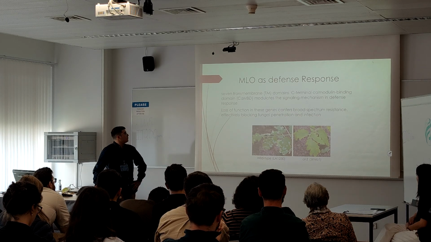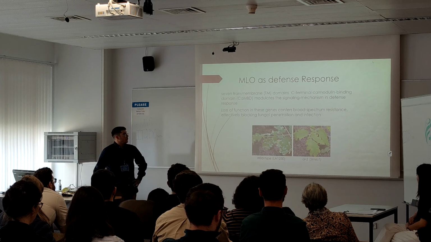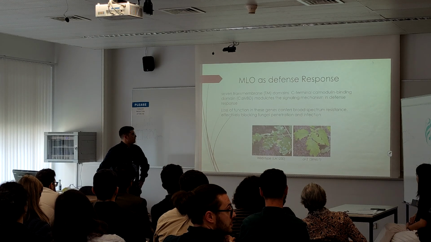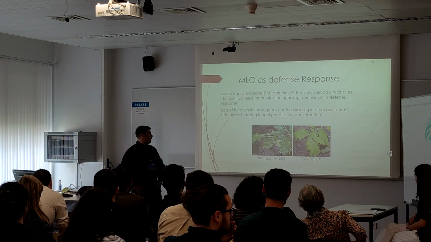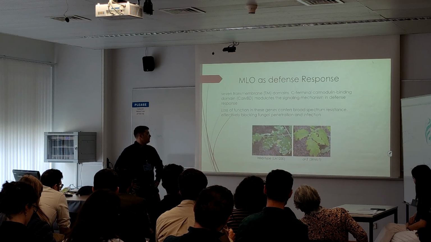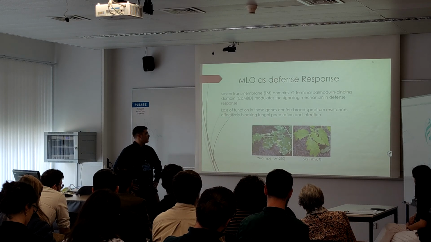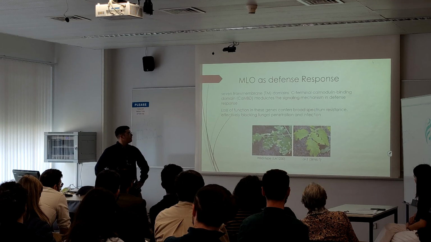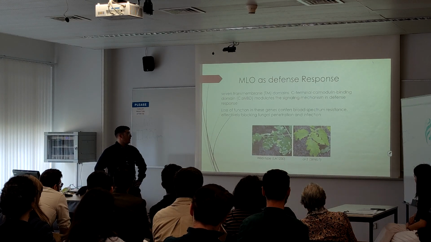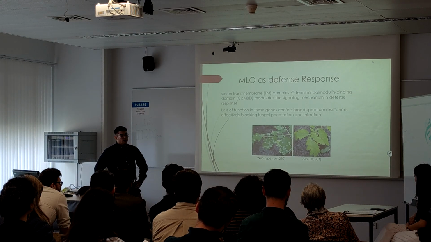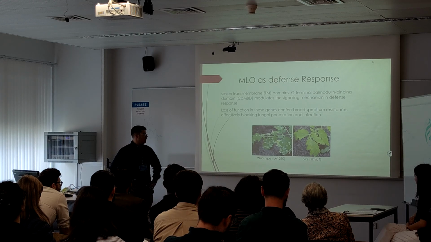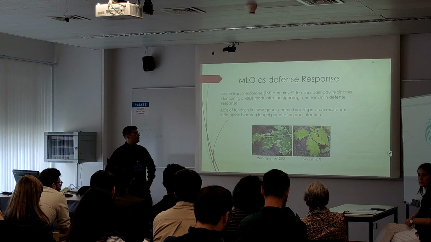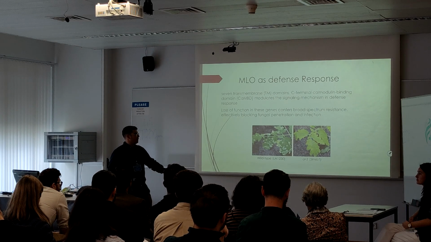It's important for us because a loss of function of this gene confers broad spectrum resistance, effectively blocking fungal penetration and infection. If we see the photo, the wild type has a functional MLO gene, so the fungi colonize, penetrate the plant and infect it. In the opposite, we have ol2, a natural mutant variety that has a non-functional MLO gene, so the plant doesn't let fungi penetrate and doesn't get infected.